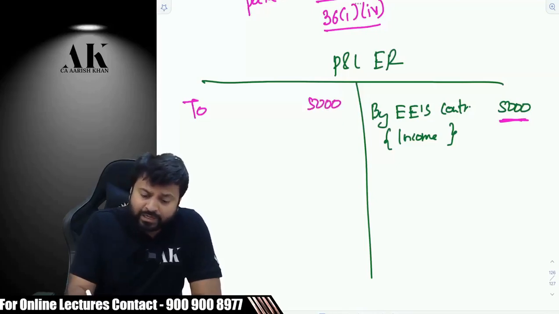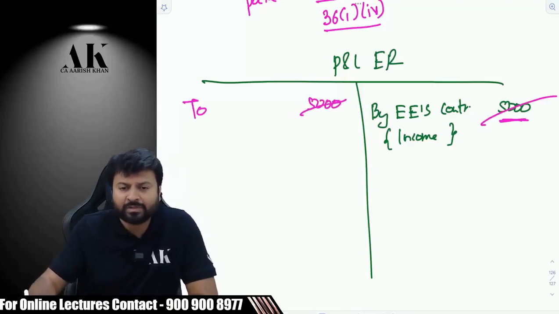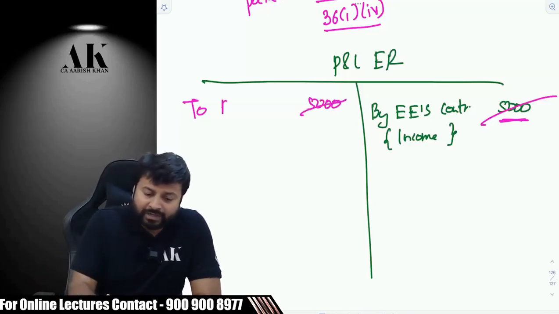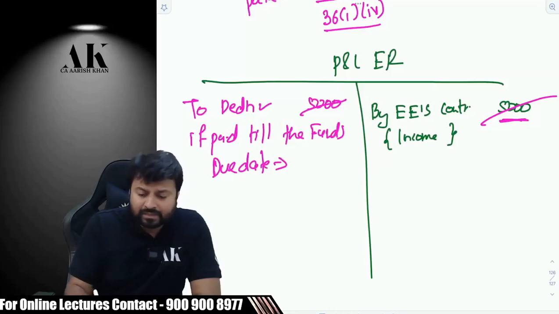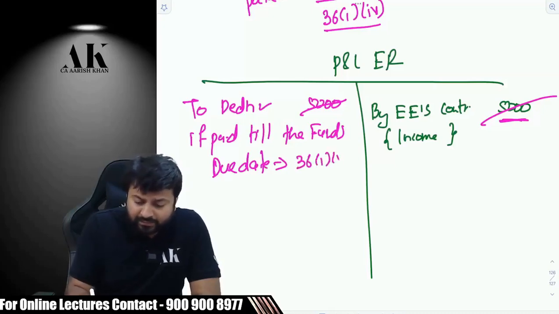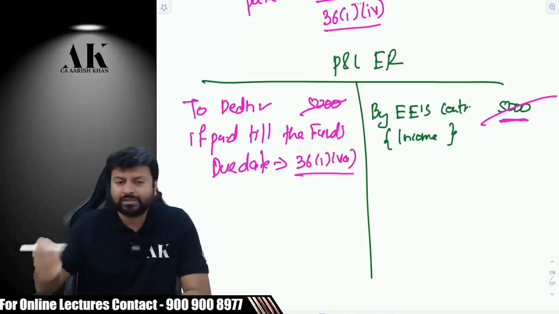Then we will give you the deduction of this 5,000 rupees, and this 5,000 rupees will be nullified from your income. So the deduction will be allowed if paid till what? The fund's due date. Listen carefully. The fund's due date. This is given under section 36(1)(va). That is the fourth section that we are going to see.